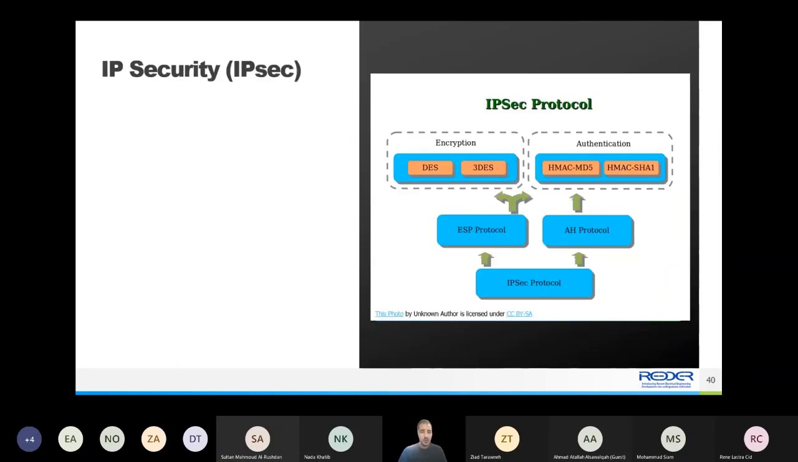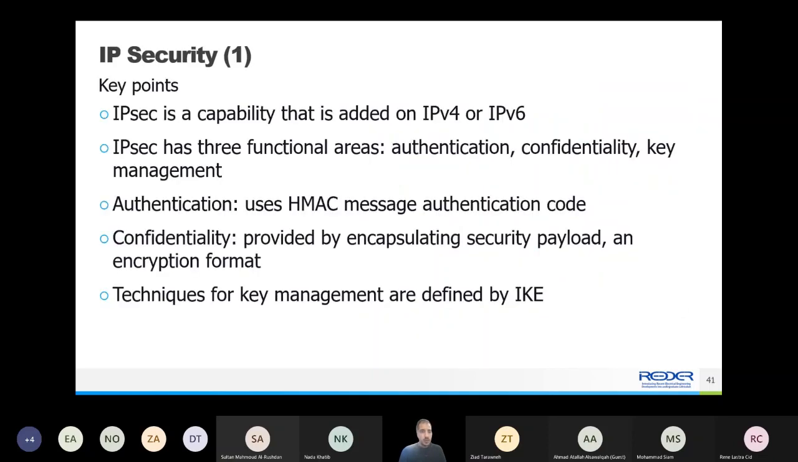And then we move, I think is the last of this subsection, to IP security. IPsec is on layer 3 of the OSI model, which is the IP layer. The key point is that it is a capability that is added to IP version 4 and IP version 6, which are the currently used IP versions through the internet. IPsec has 3 function areas: authentication, confidentiality, and key management.